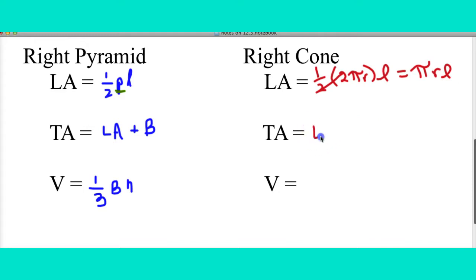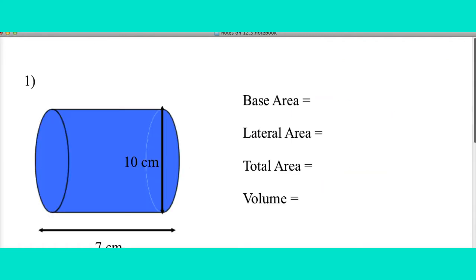Total area would be lateral area once again, plus the area of the base, and since the base is a circle, I'll have pi r squared here for the base area. And for volume, once again, in place of the area of the base, I'm going to substitute the area of a circle, pi r squared. So we have 1/3 pi r squared times the height. So once again, I just substituted out what I know about a circle, the area of a circle for the area of the base, and for perimeter I replaced it with the circumference of a circle, 2 pi r. Let's take a look at how these formulas work with some examples.